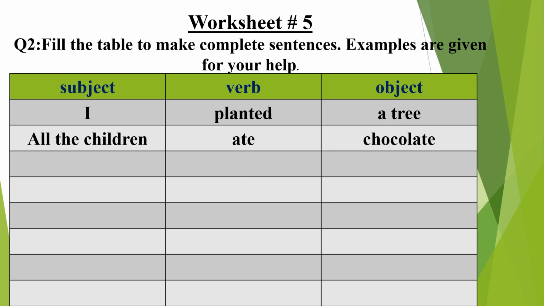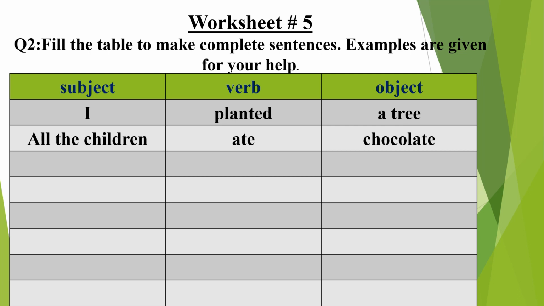Let's look at the examples first. First example is, I planted a tree. Here I is written in a subject column, planted is written in a verb column, and a tree is written in an object column. Let's look at the second example. All the children is a subject, ate is a verb, and chocolate is an object.